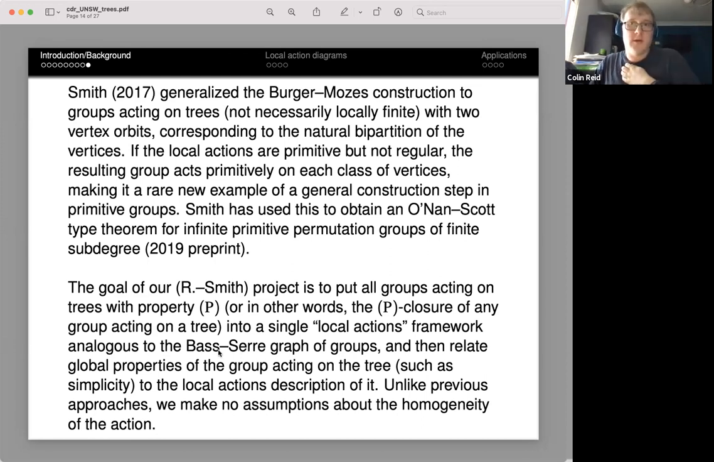So it's sort of like a local actions version of Serre theory. And then we want to relate global properties of the group acting on the tree to the local actions description. Yeah, and we can have any size tree, any number of orbits on vertices and edges. We don't make any assumptions there.